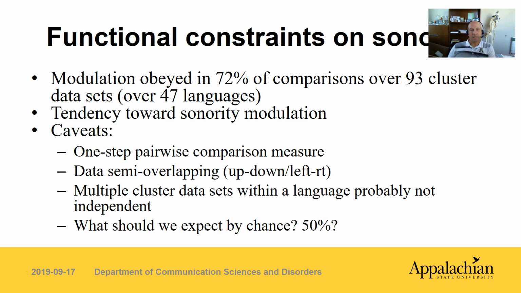The data are somewhat overlapping and not independent, because the same cell might be used in an up-down comparison for sonority for the first consonant and a left-right comparison for sonority for the second consonant. In addition, we have more than one data set in terms of onset, coda, medial within the same language, and those are probably not independent as well. And last but not least, we don't really know what our chance expectation would be here.